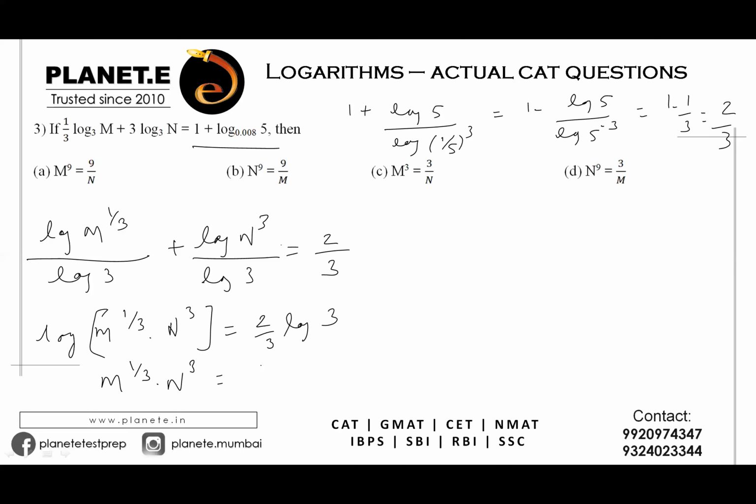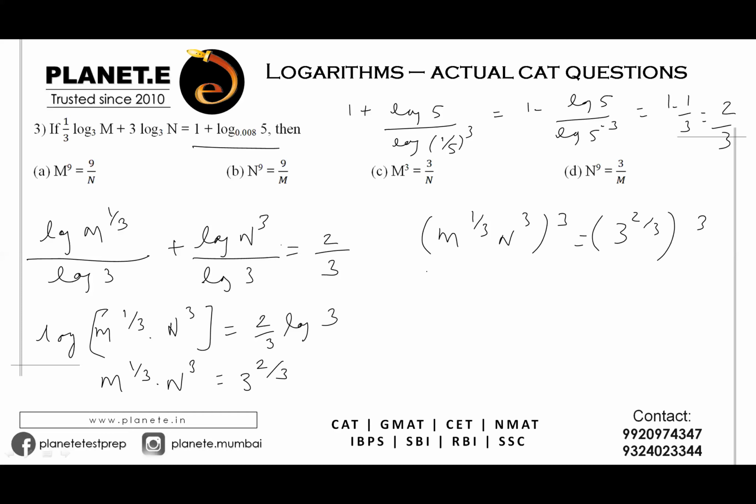cube. 2 by 3 goes to the power, the log will cancel. So this becomes 3 raised to the power of 2 by 3, right? Now, if I cube on both the sides, what am I going to get? If I cube both the sides, this is how it will look like. M raised to power 1 by 3 n cube whole cube is equal to 3 raised to the power of 2 by 3 whole cube.